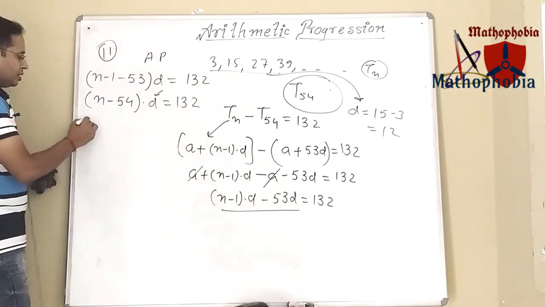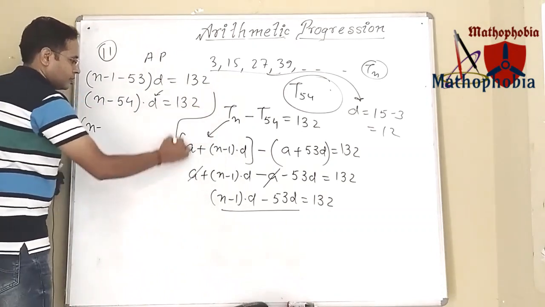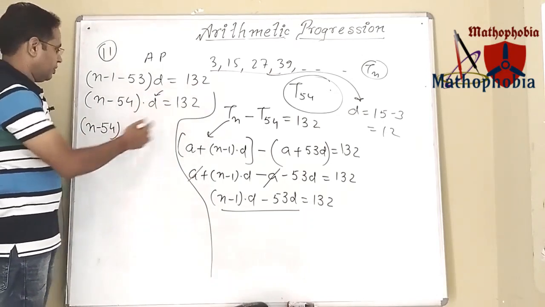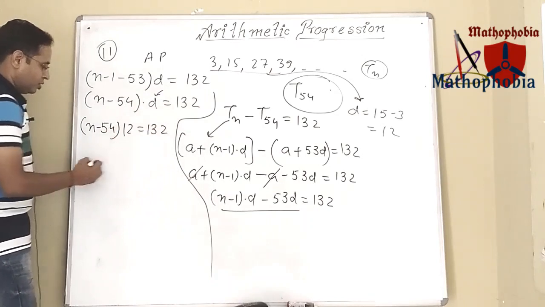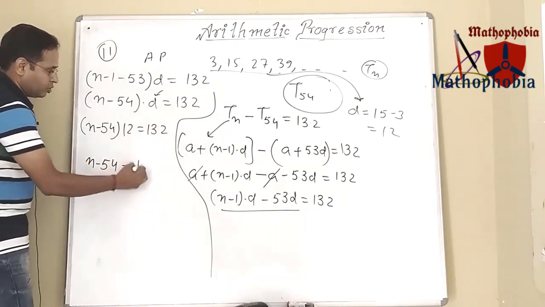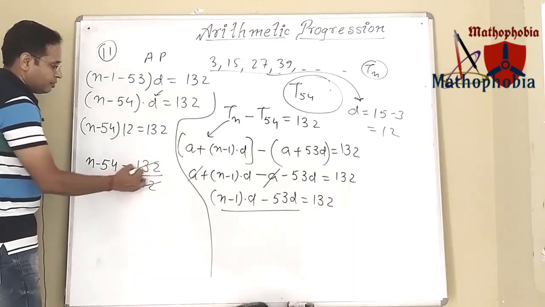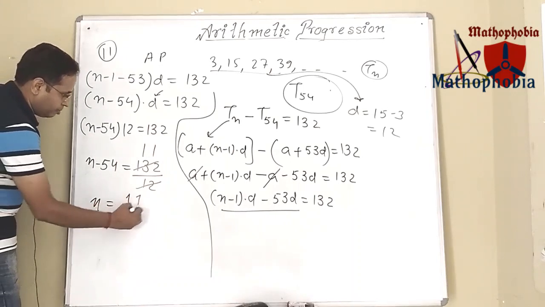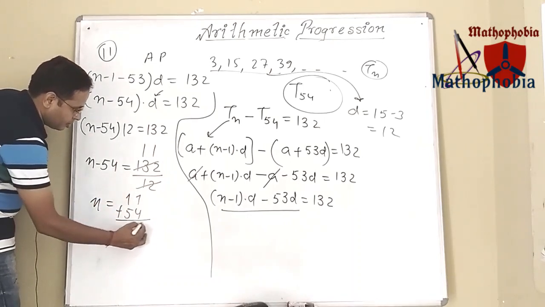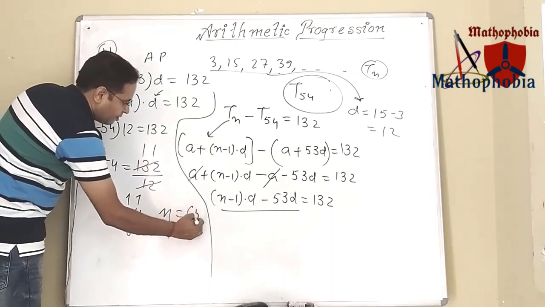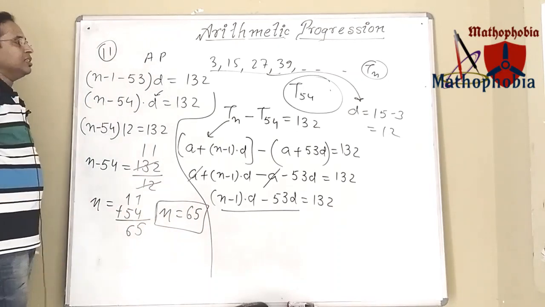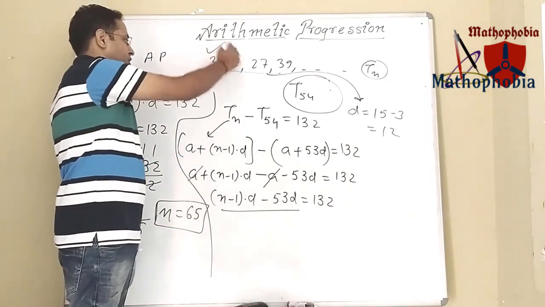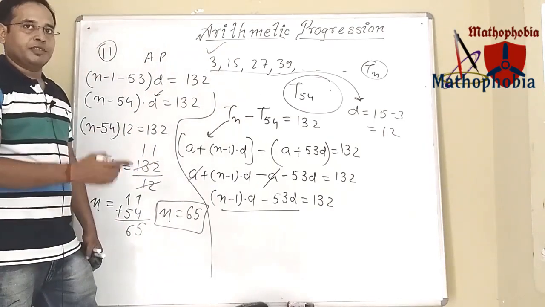We will get n minus 54, and d is how much? 12 equals to 132. So n minus 54 is equals to 132 upon 12. 12 ones are 12, so the answer is 11. So n is equals to 11 plus 54, that is n is equals to 65. So we have got the value of n as 65. It means that the 65th term of this arithmetic progression is 132 more than its 54th term.